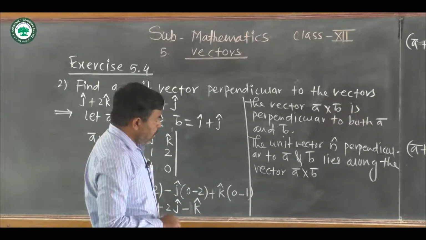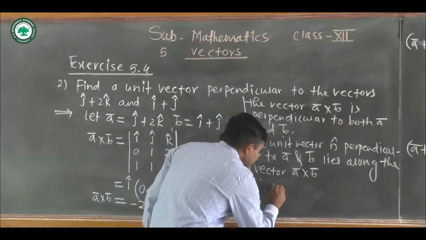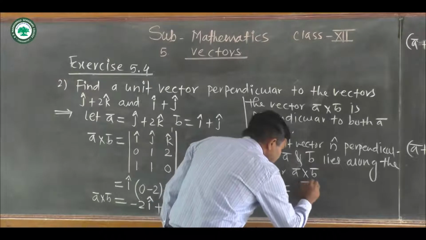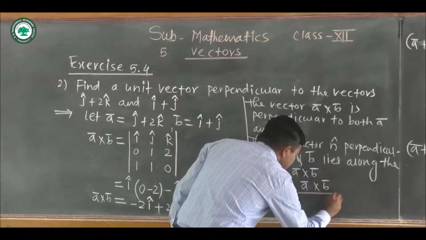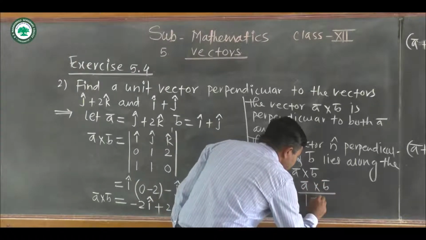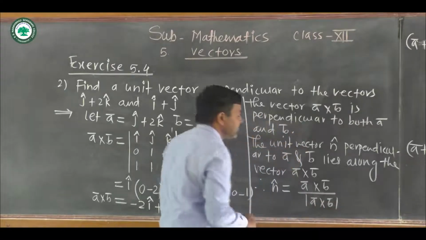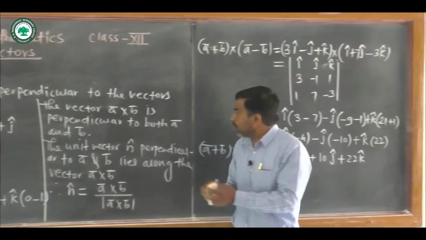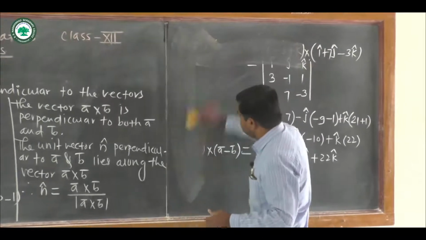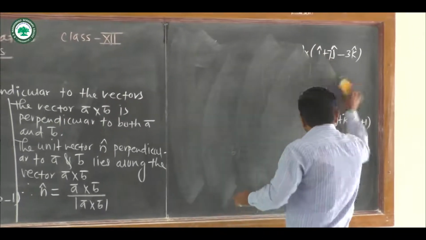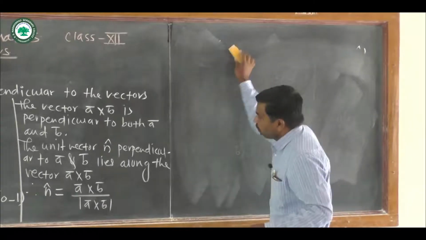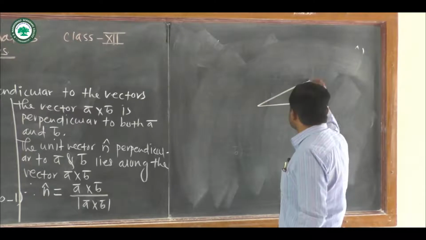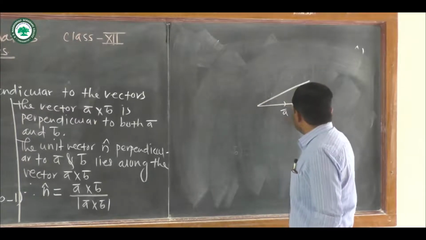So therefore n cap is equal to A bar cross B bar divided by the magnitude of A bar cross B bar. But now if we draw the figure, see, I will draw here. Your A bar is this one and B bar is this one. It is A bar and this is B bar.